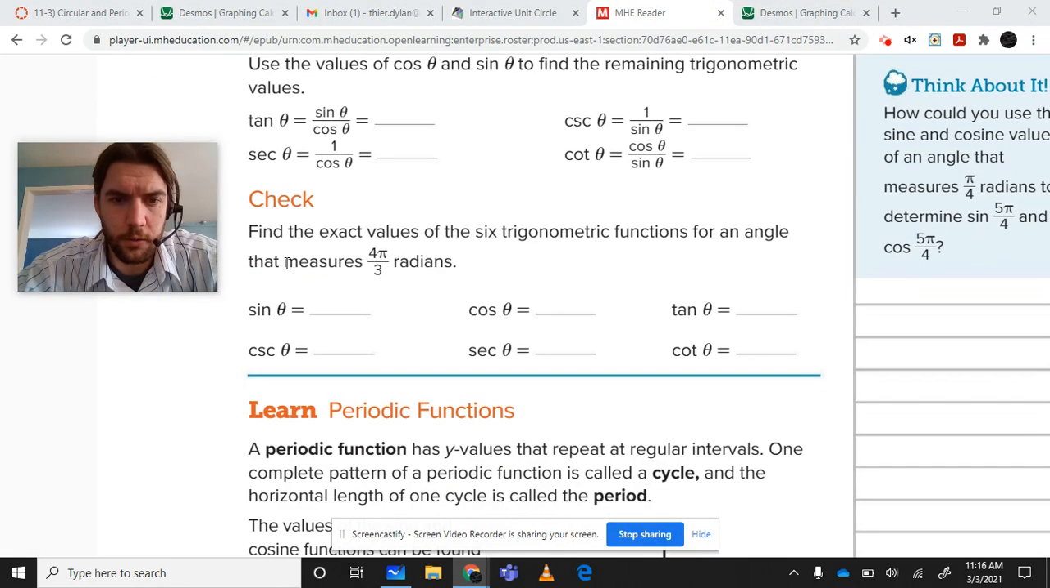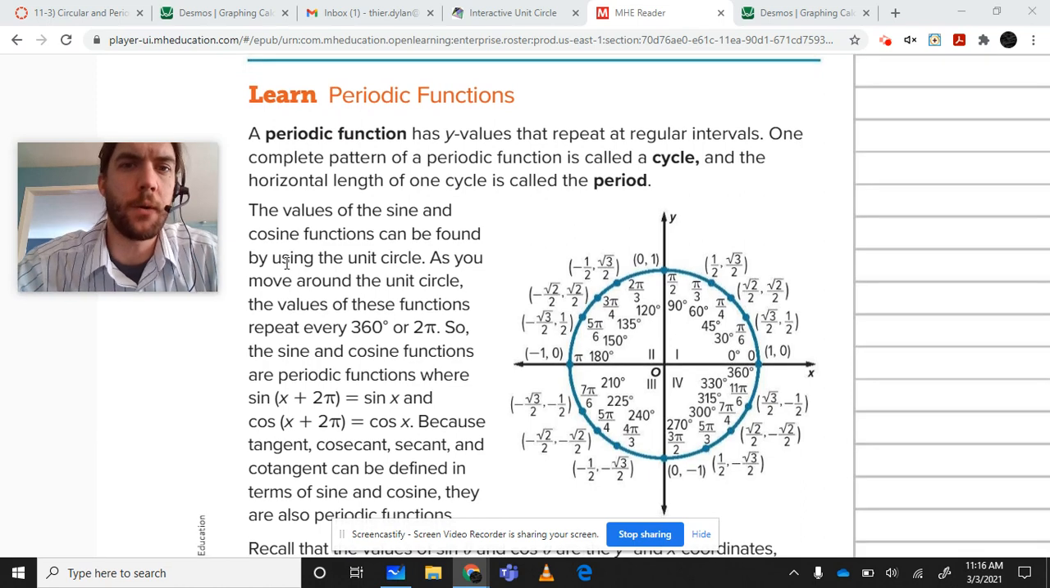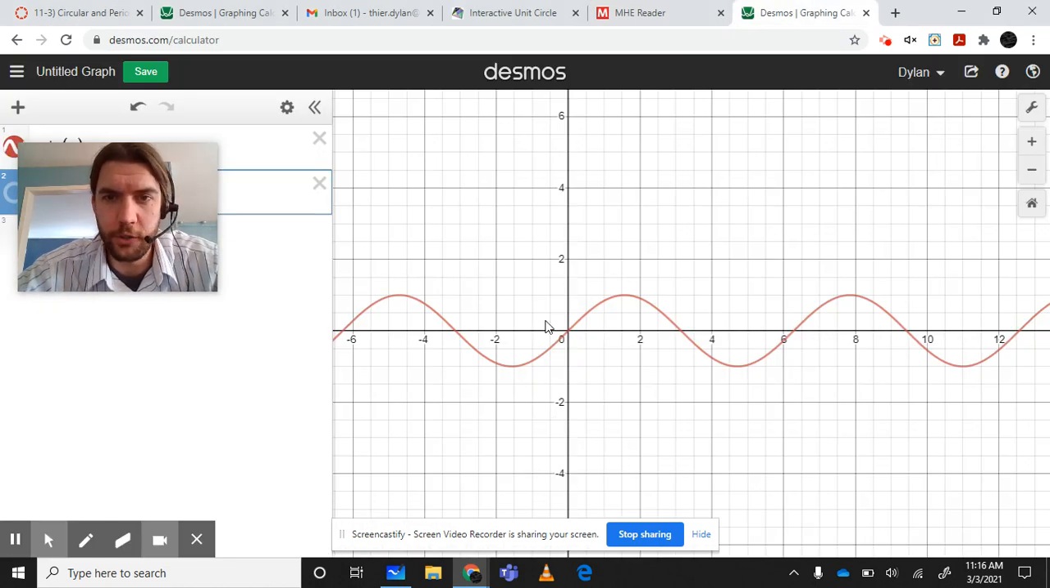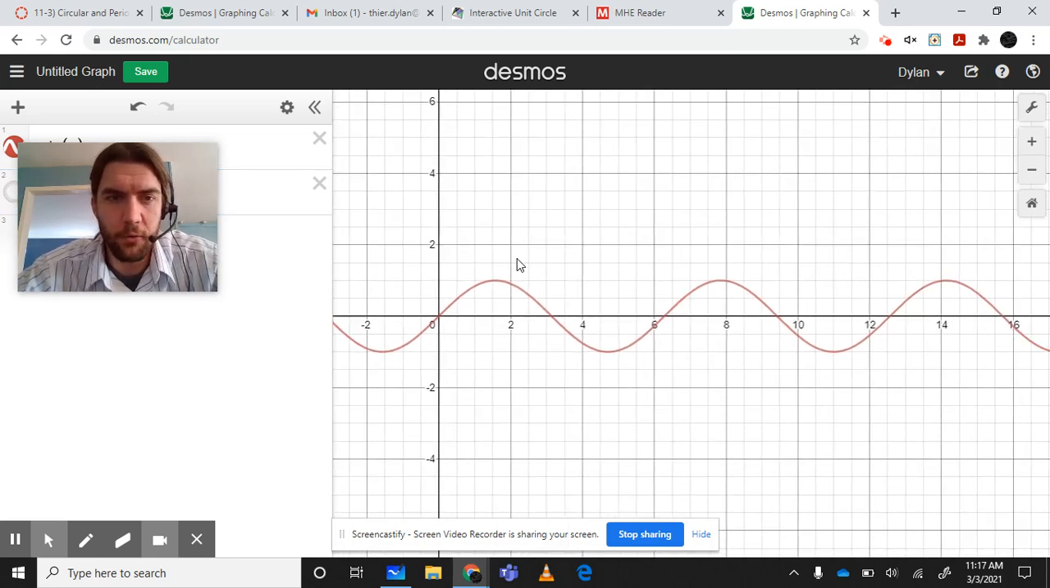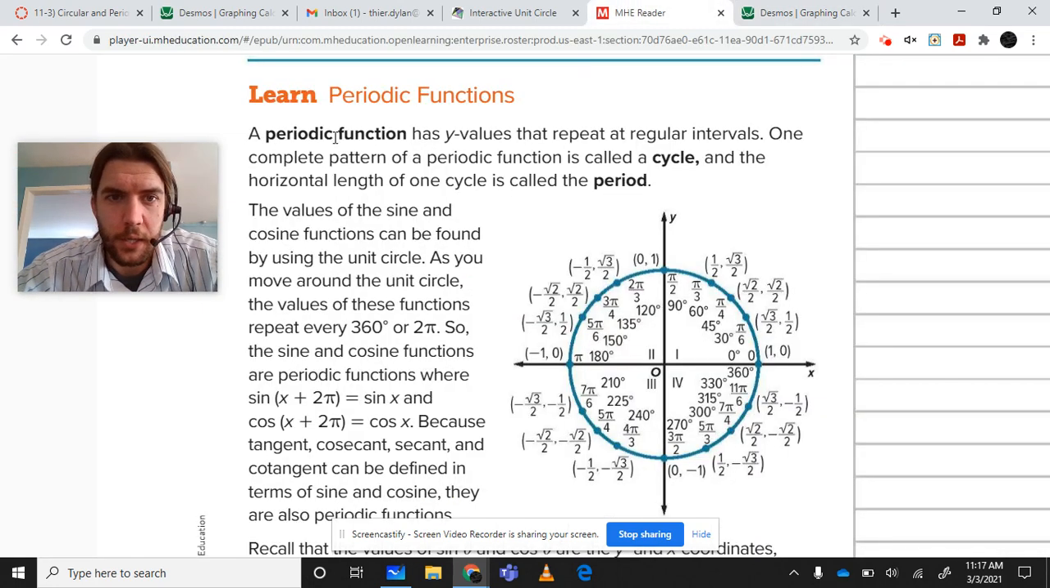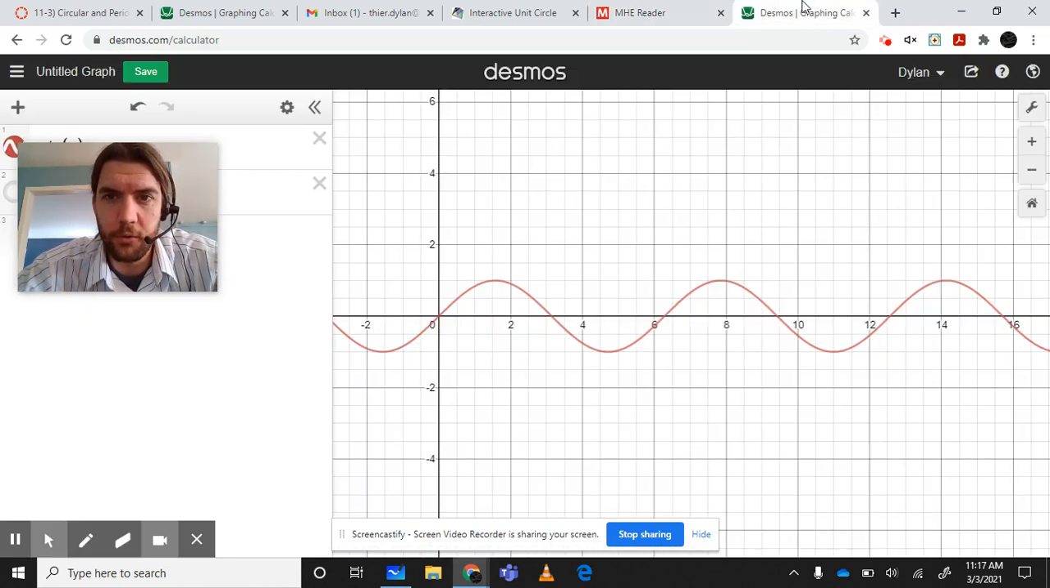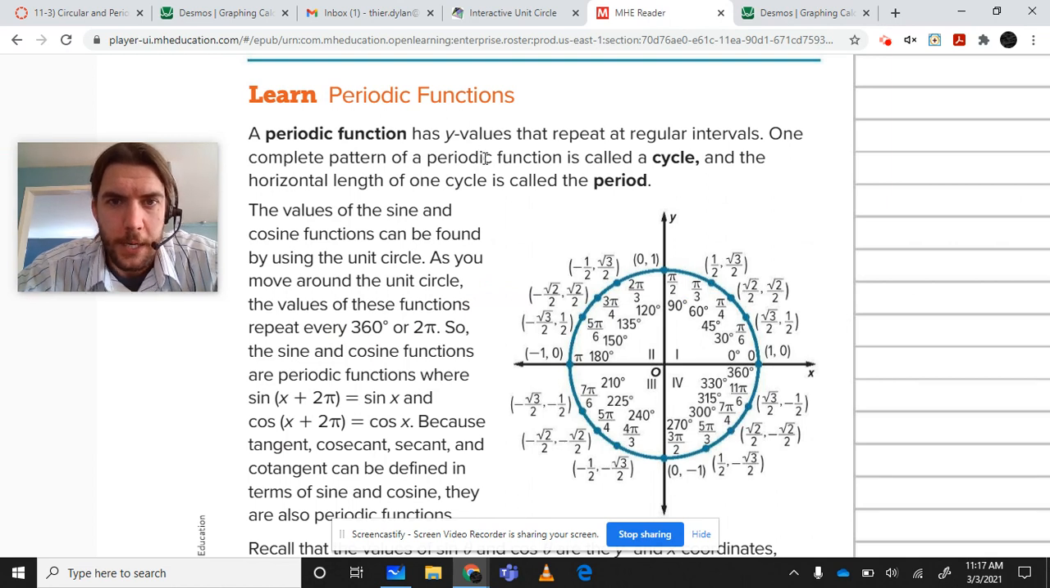Okay, so taking a look at the next section, we want to talk about what we mean by a periodic function. So, jump ahead, what a periodic function is, it's something like this. It's like the sine wave on the graph or the cosine wave. A periodic function has y values that repeat at regular intervals. So we go up, we go down, we go up, and then we repeat. Up, down, repeat, up, down, up, repeat, forever and ever.